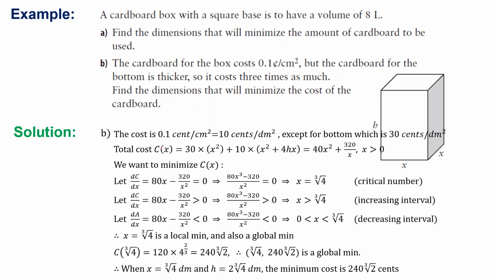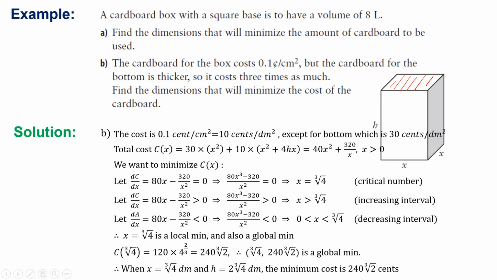Then for the total cost, let's use the letter C(x) to denote it. C(x) should equal 30 times the surface area of the bottom, which is x squared, plus 10 times the other 5 pieces of surfaces, which is x squared, that's the top surface, plus 4hx, that's the side surfaces. Then simplify this expression. This gives us 40x squared plus 320 over x, where x is greater than 0.